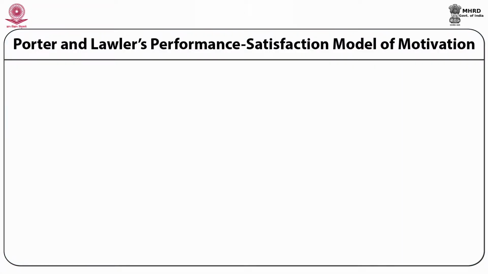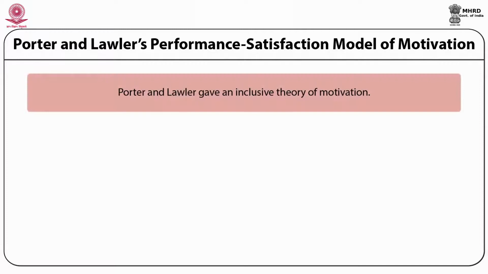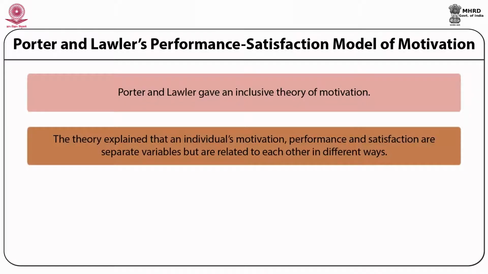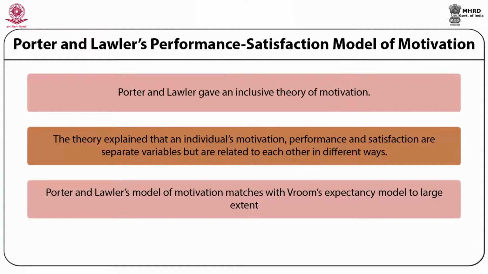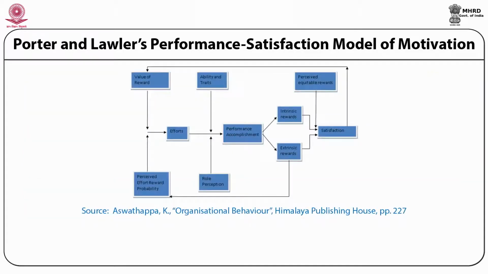The next theory which we are going to explain is Porter's and Lawler's performance satisfaction model of motivation. Porter and Lawler gave an inclusive theory of motivation. The theory explained that an individual's motivation, level of performance, and satisfaction are separate variables, but they are related to each other in different ways. Porter and Lawler's model of motivation matches the Vroom expectancy model to a large extent. This model can be explained with the help of the figure given here.